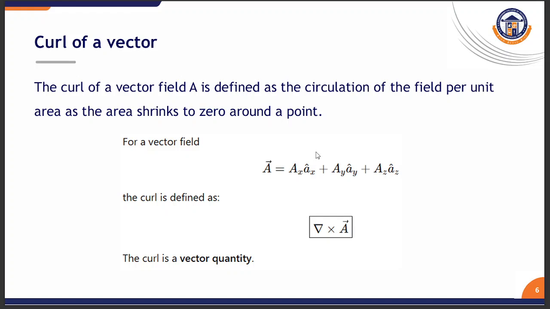So a simple physical analogy is a rotating field or whirlpool. So the direction of the curl vector is given by right hand rule. If the fingers of the right hand follow the direction of the circulation of the field, the thumb points in the direction of the curl. Thus, curl gives both direction of rotation and strength of the rotation.